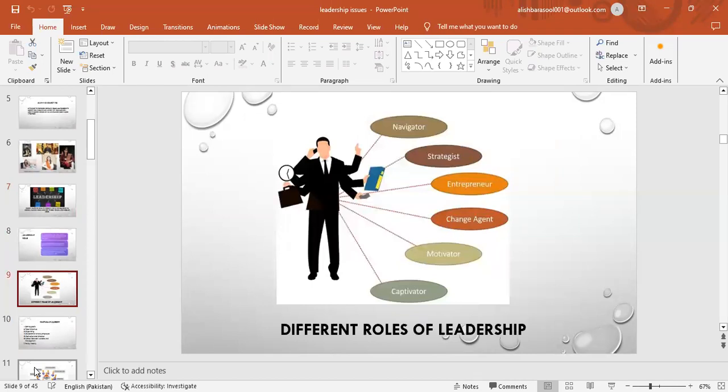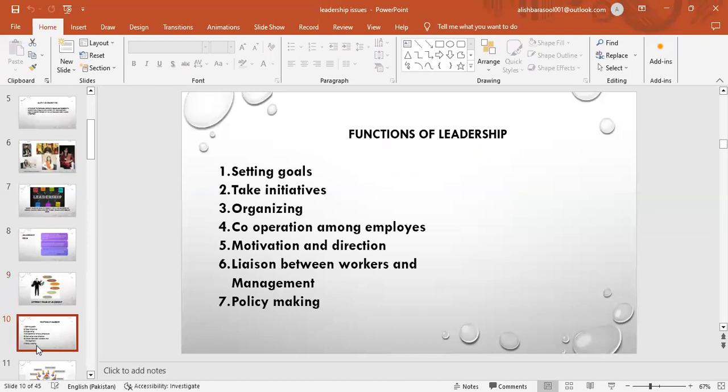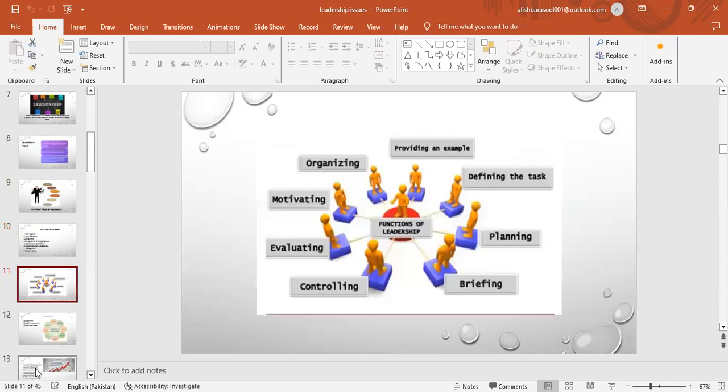Different roles played by a leader: navigator, strategist, entrepreneur, change agent, motivator, and captivator. Functions of leadership: setting goals, taking initiatives, organizing, cooperation among employees, motivation and direction, liaison between workers and management, and policy making. The following diagram shows the different functions of leaders.